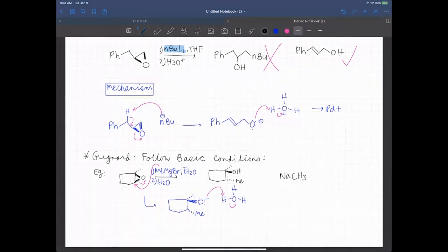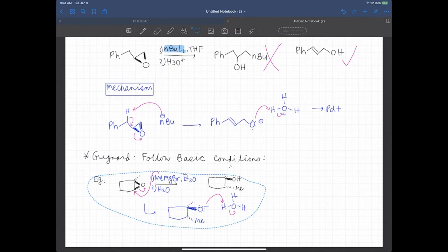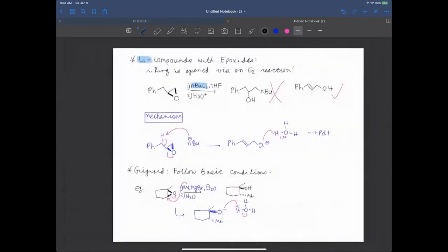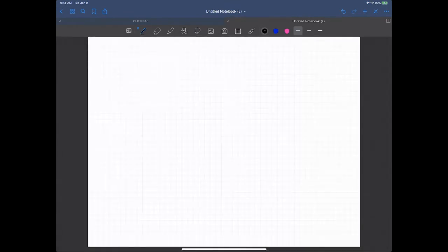As you can see, they behave the same way. So if I put NaCH3, for example, you technically can have the same thing. But remember, Grignards don't exhibit this behavior as we see in alcohols, but for n-butyllithium they always function like that.